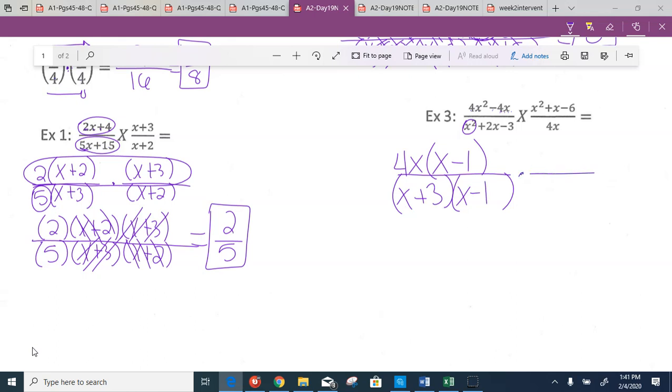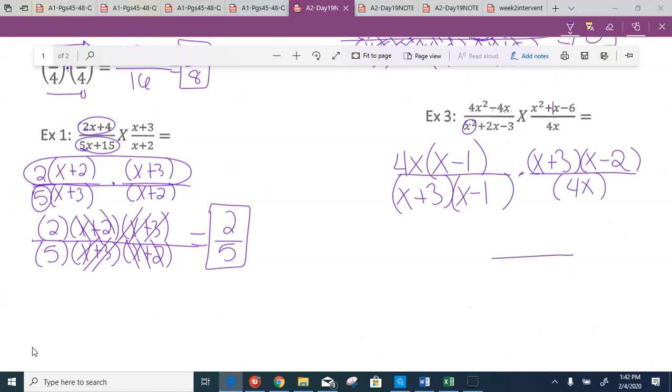Times, on the right-hand side, I can't factor anything out from the top, so let's go ahead and just do the actual factorization of it. To get the x squared, I have x times x. What two numbers will multiply to a negative 6, but add to a positive 1? And those numbers would be positive 3 and negative 2. On the bottom, I just have a plain old 4x. I can't do anything with that.